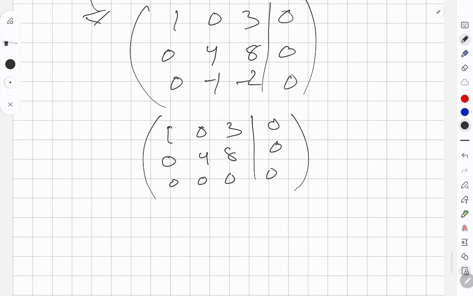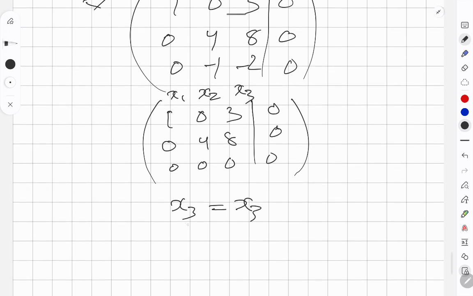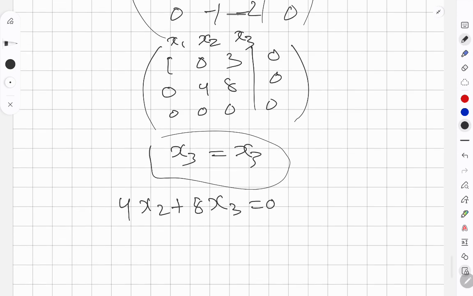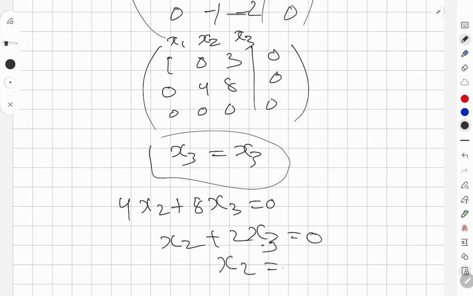First. Then you have one free variable, that is x3 equals x3, among x1, x2, x3. So it's one free variable. 4 times x2 plus 8 times x3 is equal to 0. Now you can do it also here, but I don't suggest you do it there. Sometimes you might make mistakes. 4x2 plus 8x3 is equal to 0, so x2 is equal to negative 2 times x3.